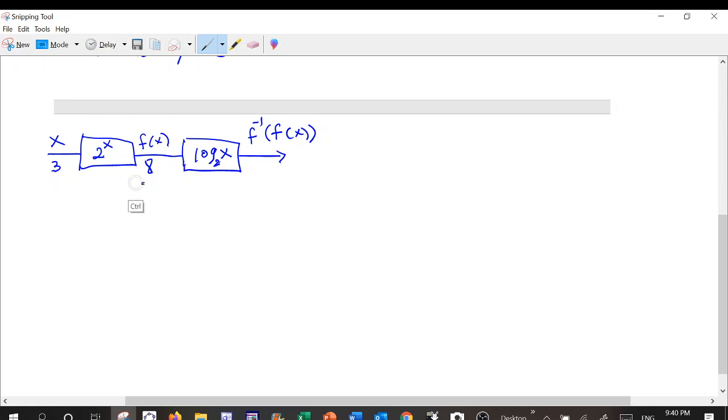And so what happens numerically? 3 goes in, 8 comes out, 8 comes in here, 3 comes out. So you input 3, you get 3 back. So if you input x, you get x back. So that means this is equal to x, right? So that is x.